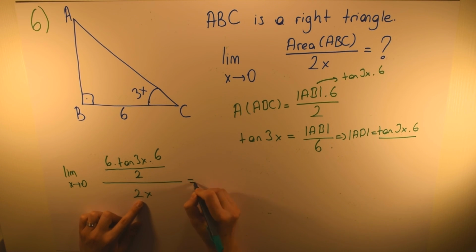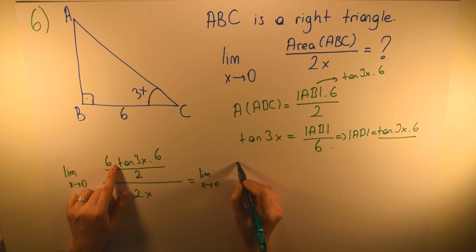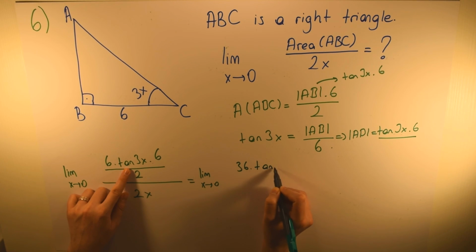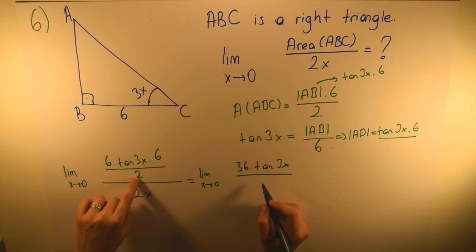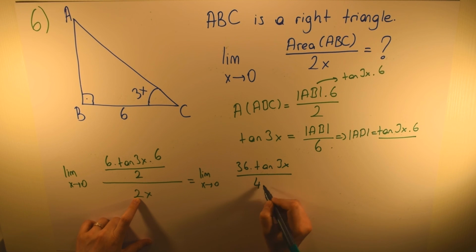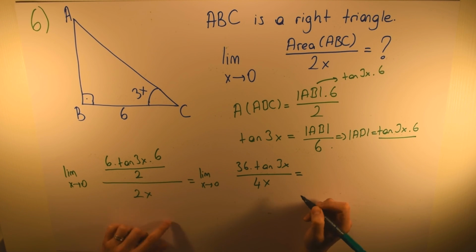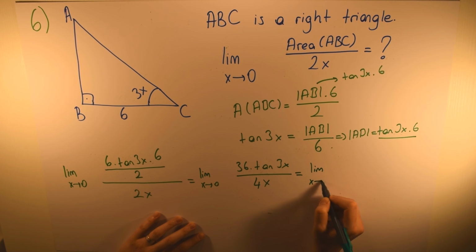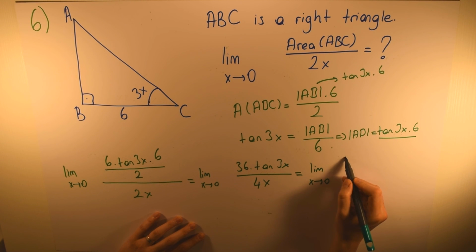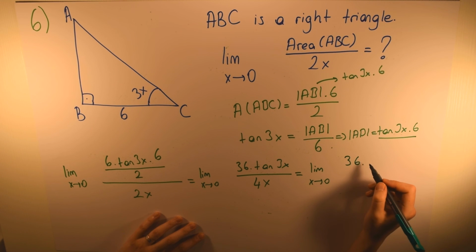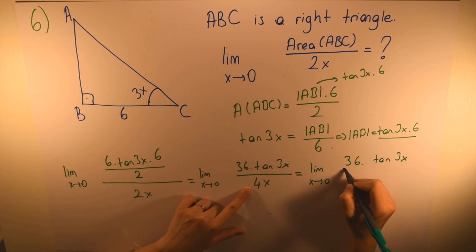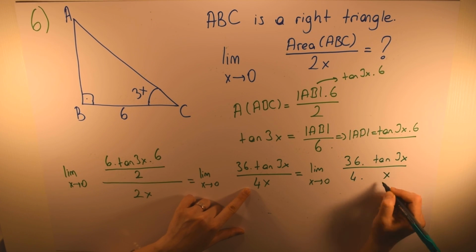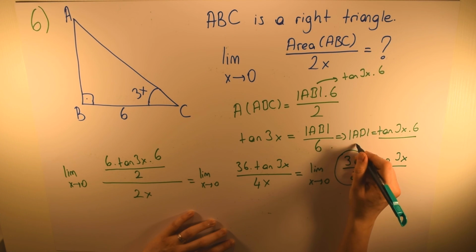Now this is equal to the limit as x approaches 0. So 6 times 6 is equal to 36 times tangent 3x over, I can put this 2 to the denominator, which will make 4x, okay? So from here we will get the limit as x approaches 0 of 36 times tangent 3x over 4 times x. So here this part, 36 over 4, is equal to 9, right?